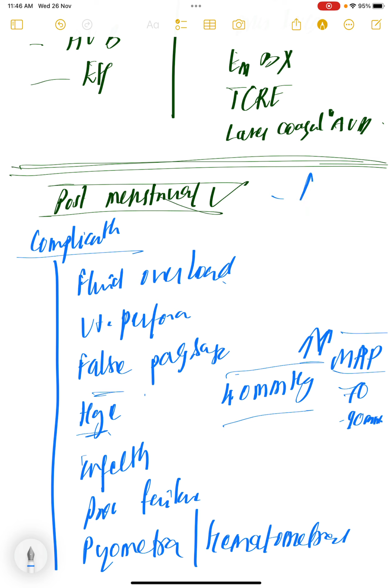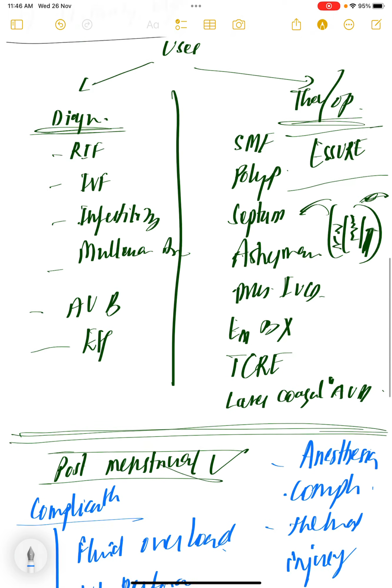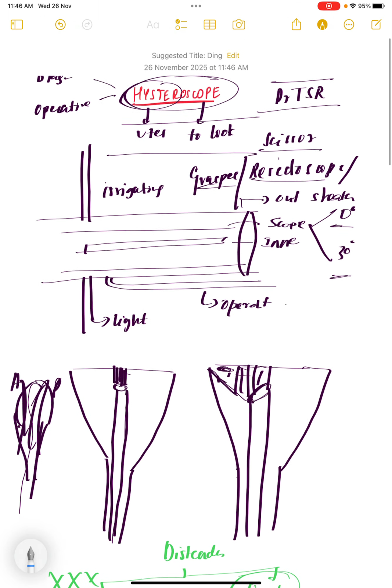And finally, we should never forget, whenever they ask for complications, anesthesia related complications. Okay, so when we use operative procedure, there can be thermal injuries also. These are some of the complications of hysteroscopy. This is in brief about hysteroscopy.